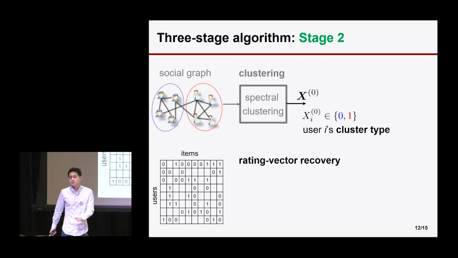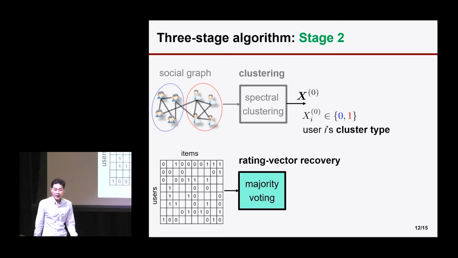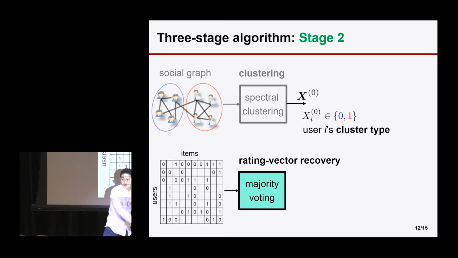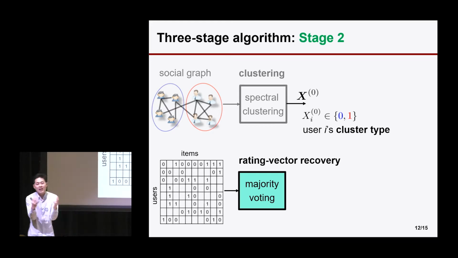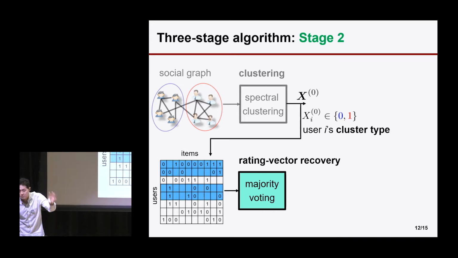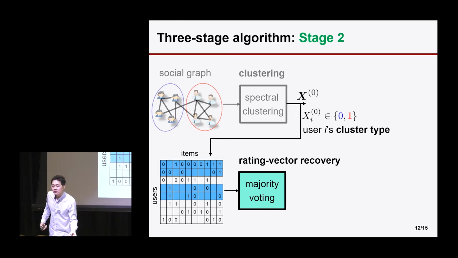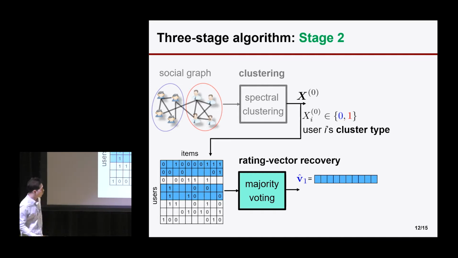In stage number 2, in order to estimate the rating vectors, we just apply a simple majority voting rule. Here's how it works. Based on this clustering information, we first aggregate all the rating information of the users that belong to the same cluster, for example, the blue cluster. Then by using the rating information of the users in that blue cluster, together with the majority voting rule, we estimate the rating vector for the blue cluster, which I call V1. And here's the detail of how we obtain V1.